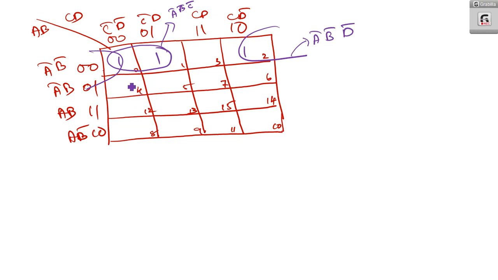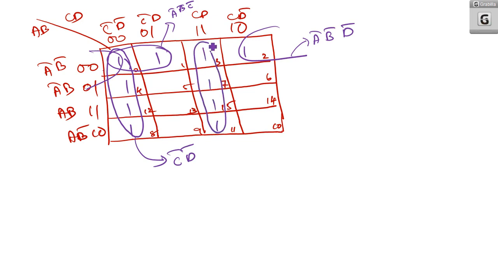Then again, if I am having 1, 1, 1, 1 here, that forms a quad. If that quad is formed, which is common? C bar, D bar is common. Similarly, if you are having 1, 1, 1, 1 here, that also forms a quad. What is common? C D. That forms CD. Again, if you need to form an octet, you can go like this, 1, 1, 1, 1. Okay, that forms an octet.